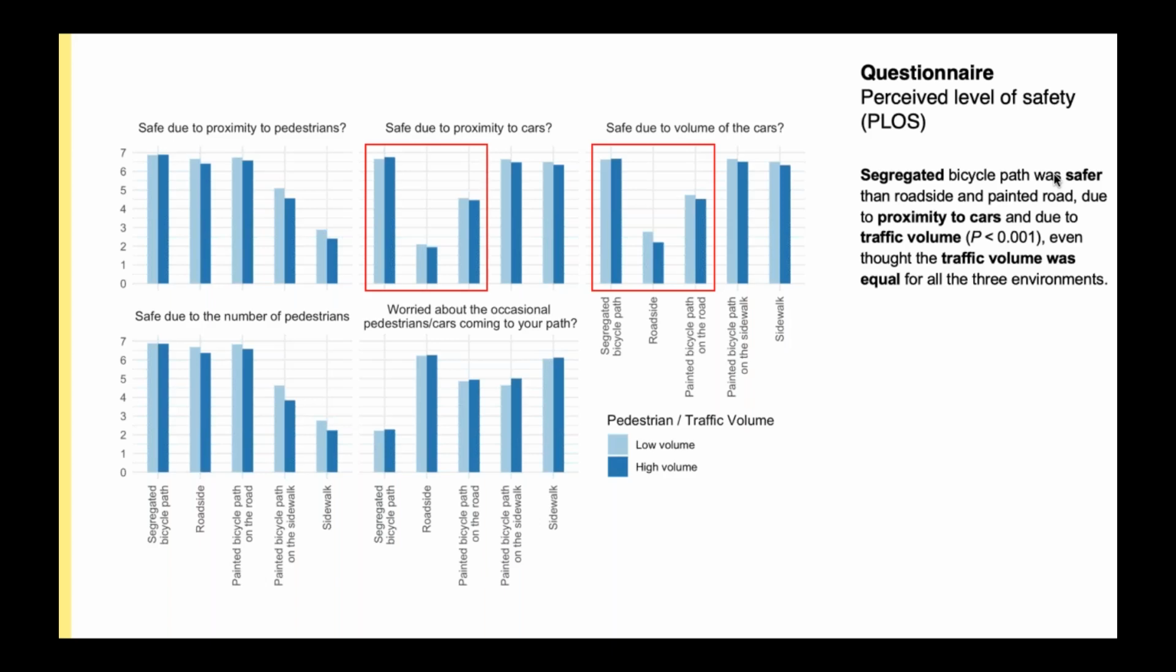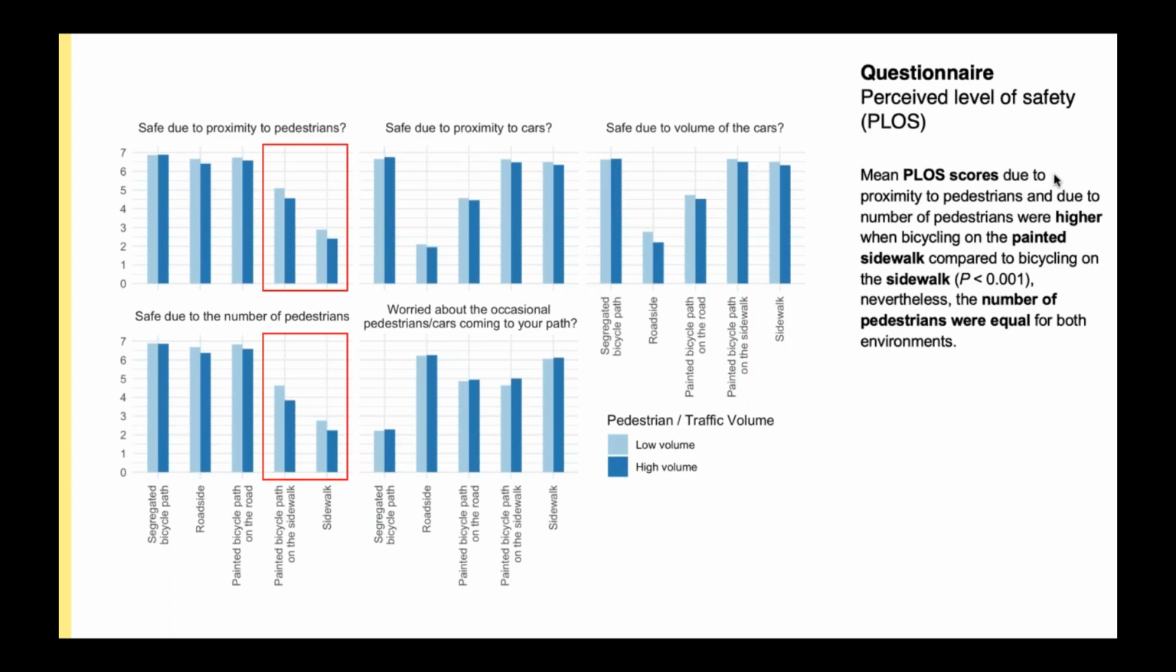It can be seen how the segregated bicycle path was safer than roadside and painted road due to proximity to cars and due to traffic volume. However, this traffic volume was exactly the same for all the 3 environments that I mentioned. So it can be seen how just having a nicer bicycle facility can influence your perception of the number of the cars or the volume of the cars and enhance it just by having a better facility.